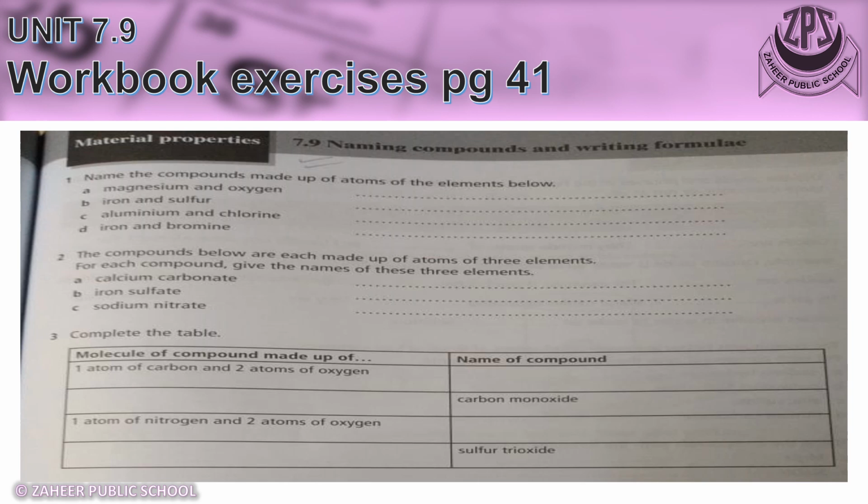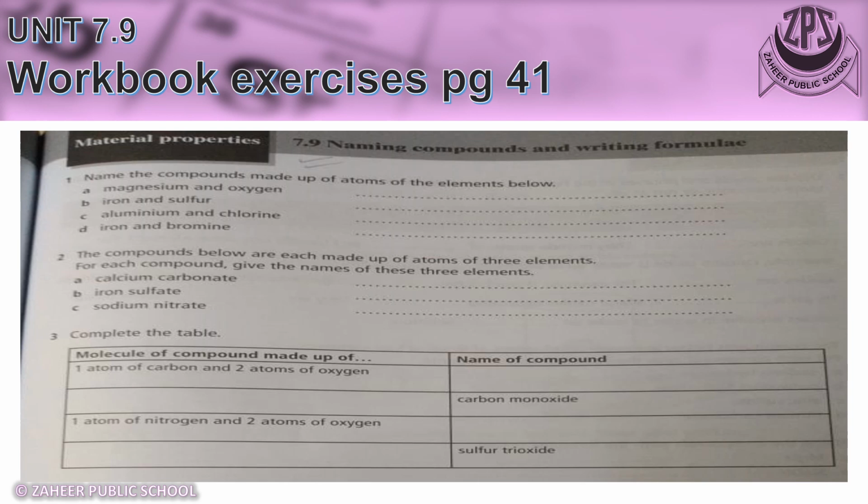And in the second question, the compounds below are each made up of atoms of 3 elements. So you have to name these 3 elements. In the first one, calcium carbonate. Here 3 shows the oxygen. So the ratio would be 1:1:3. So it means calcium 1, carbon 1, and oxygen 3. So the formula would be CaCO3. You have to do the other two parts by yourself.